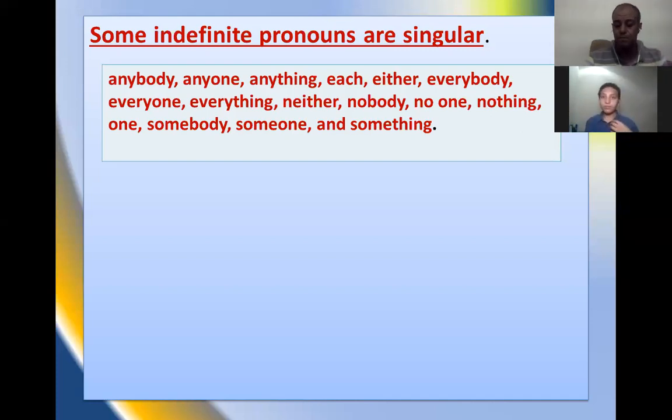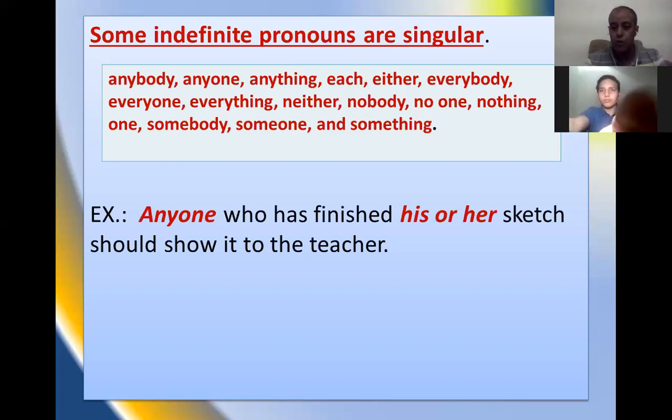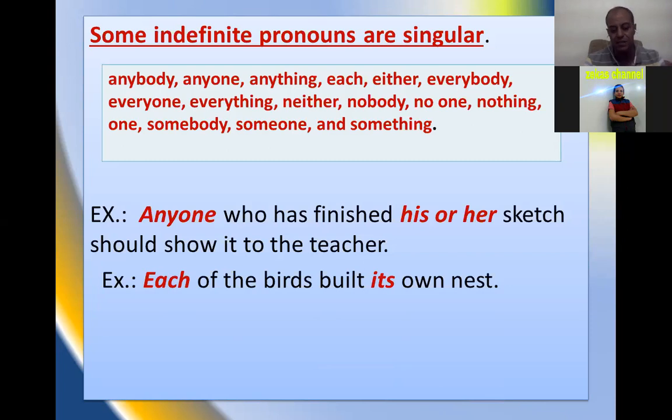What about if we use it in a sentence? What about the pronoun? Anyone who has finished his or her sketch should show it to the teacher. So we use his or her with the indefinite singular pronoun. Actually, we don't know who that one is. Anyone may be a male or a female, so we use his or her here. Another example: each of the birds built its own nest. Each, as an indefinite singular pronoun, takes the personal pronoun its. So its refers to the antecedent each.